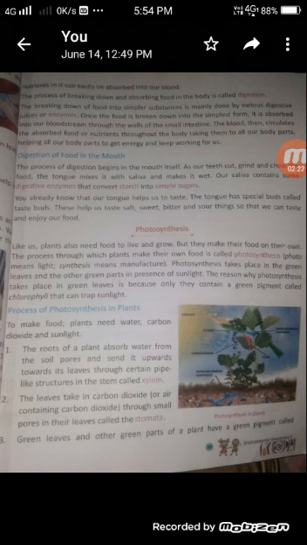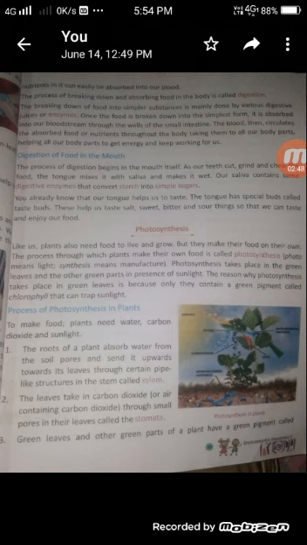Photosynthesis. Like us, plants also need food to live and grow, but they make their food on their own. The process through which plants make their own food is called photosynthesis. Photo means light. Synthesis means manufacture.